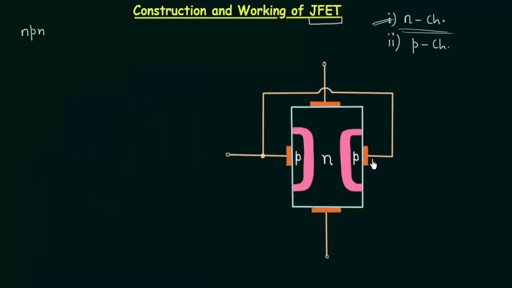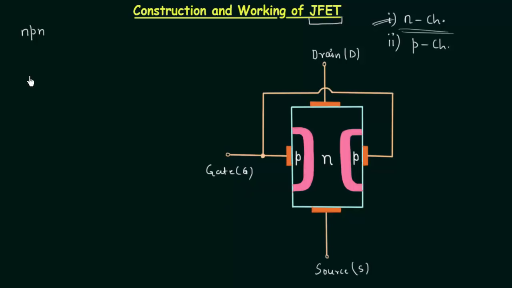You can see four ohmic contacts in this structure. This is the first ohmic contact, and this terminal is the drain terminal, represented by capital D. The second ohmic contact is this one, and the terminal here is the source terminal, represented by capital S. The third and fourth ohmic contacts are connected together, and one common terminal is taken out, which is called the gate. This is the gate terminal, represented by capital G.